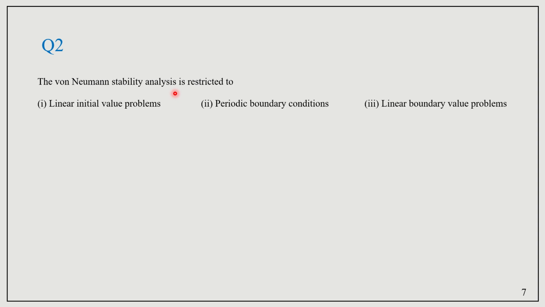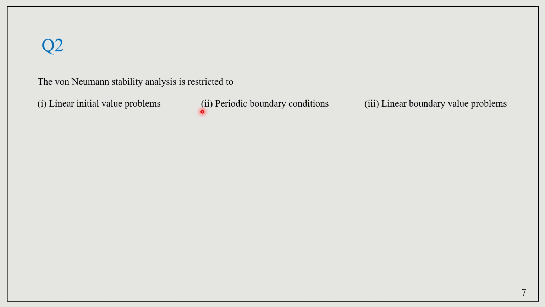Now we'll go to question 2. In question 2, what is asked is: von Neumann stability analysis is restricted to dash. The things given are, first, linear initial value problems; second, periodic boundary conditions; and third, linear boundary value problems. So von Neumann stability analysis is restricted to dash.